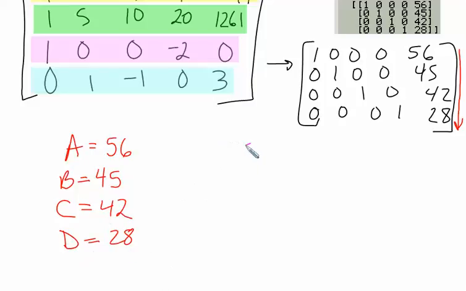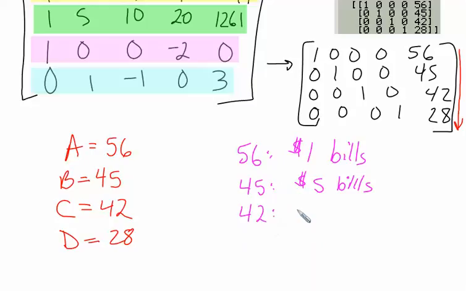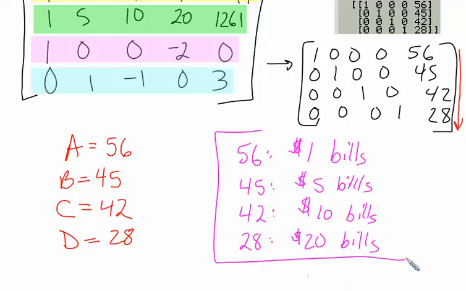Please answer the question. So the answer would be, in this case, we had 56 $1 bills. Remember, the A was our $1 bills. We have 45 of the $5 bills. Remember, B was $5 bills. 42 of the $10 bills. And last but not least, 28 of the $20 bills. Circle it, star it, highlight it, do something to designate that it's your final answer. And that's how we do these word problems.